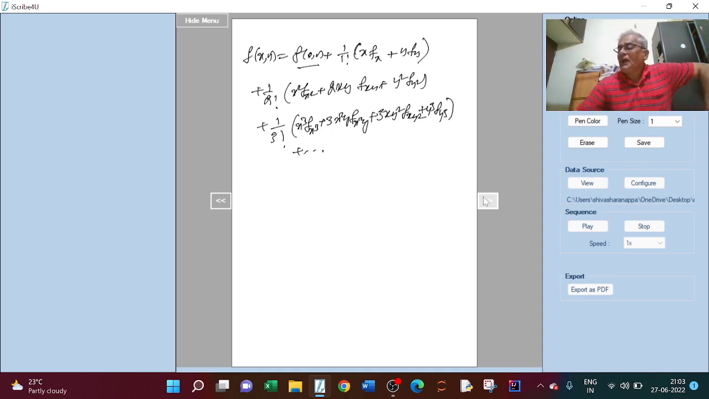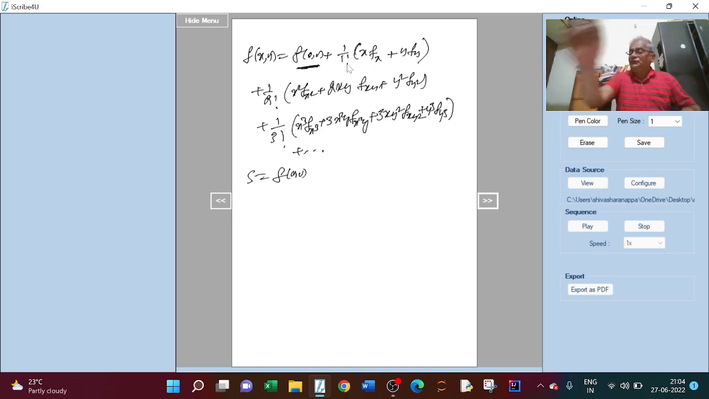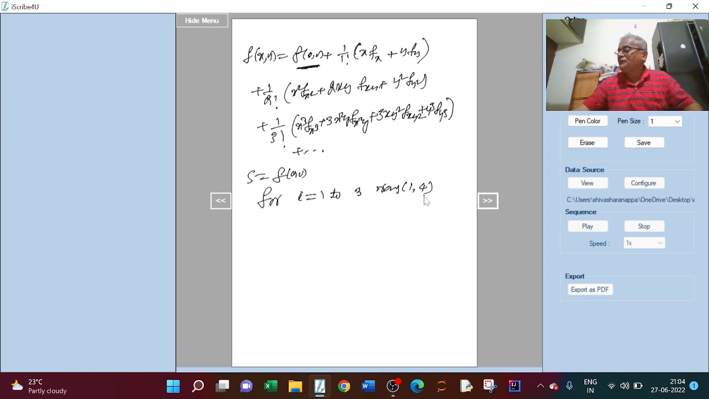See here, I will initialize s equal to f00 initially, and then I will use one for loop here. I will take i from 1 to n. N means the order of the derivatives I already have taken. Here I have considered up to third order derivatives, so i equal to 1, i equal to 2, i equal to 3. So I will use a for loop, and take i equal to 1 to 3. 1 to 3 means I have to use i in range 1 comma 4. That I take the values 1 2 3, because I have taken last term equal to 4, means I take values less than 4.